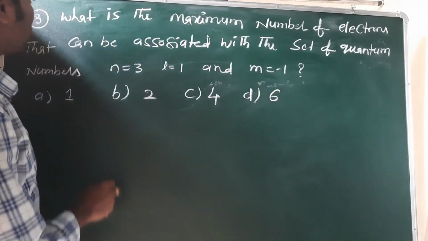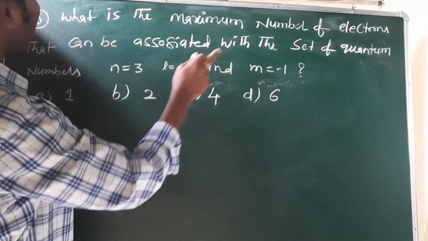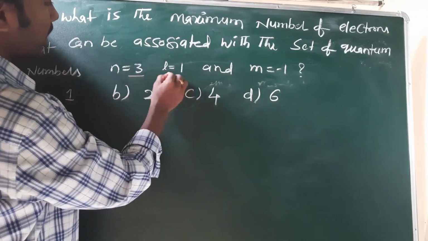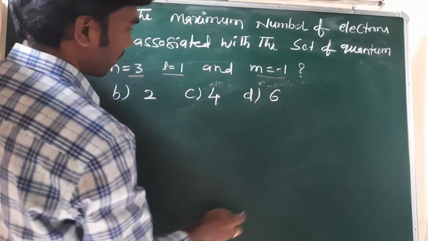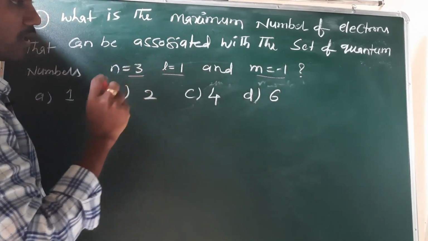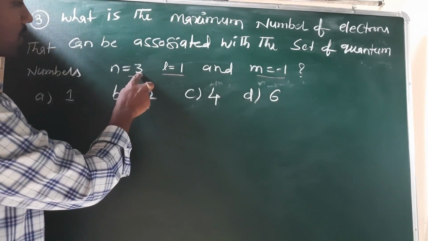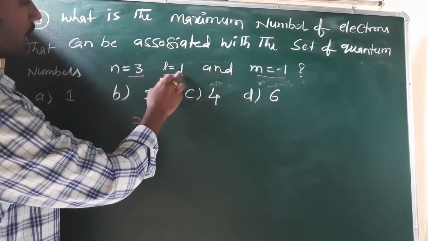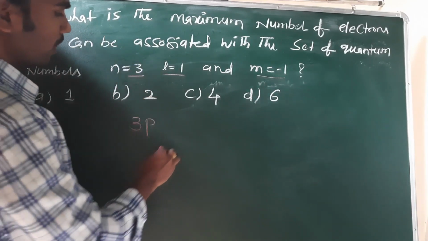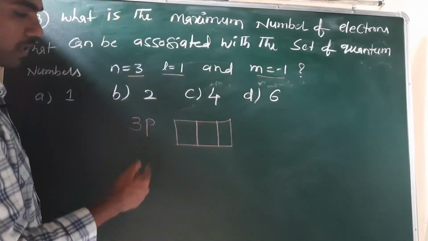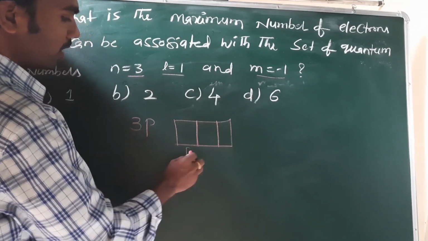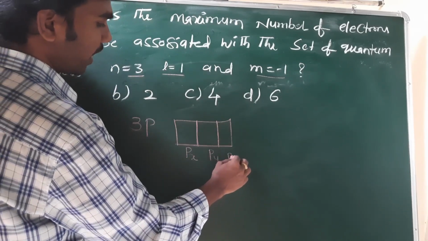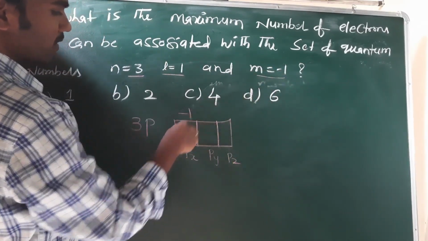Next question: what is the maximum number of electrons that can be associated with the set of quantum numbers n is equal to 3, l is equal to 1 and m is equal to minus 1? With these 3 numbers, which orbital is possible? First I will write that. n is equal to 3 and l is equal to 1 means that is 3p orbital. A p orbital has 3 orbitals, that is px, py and pz. So m is equal to minus 1 means this one, right?